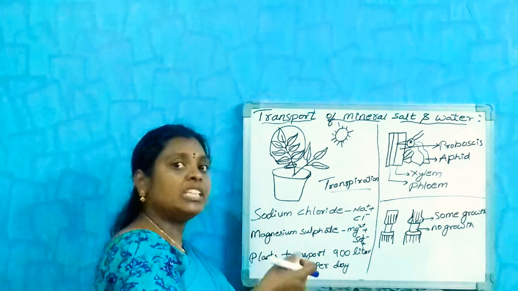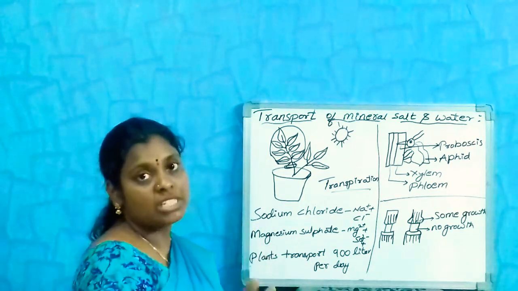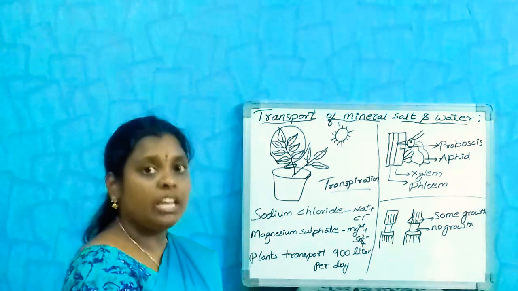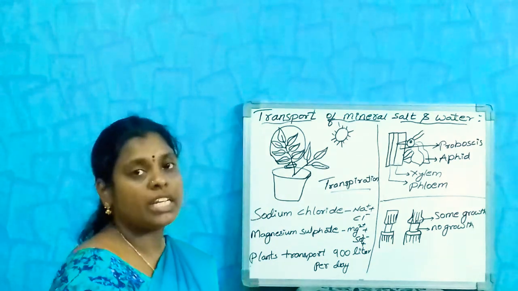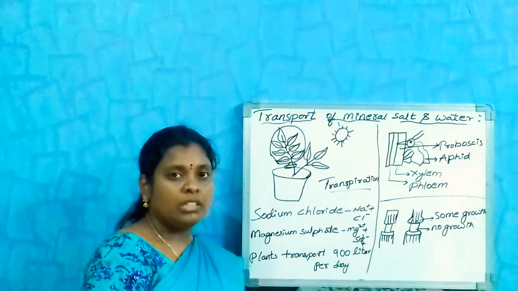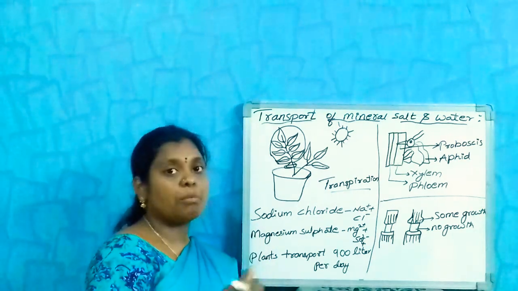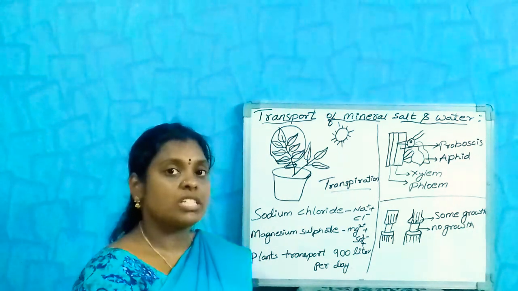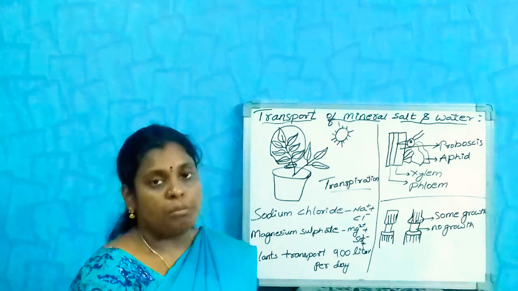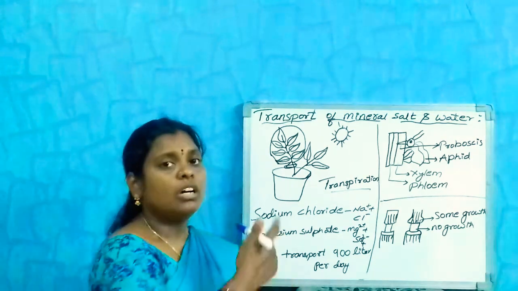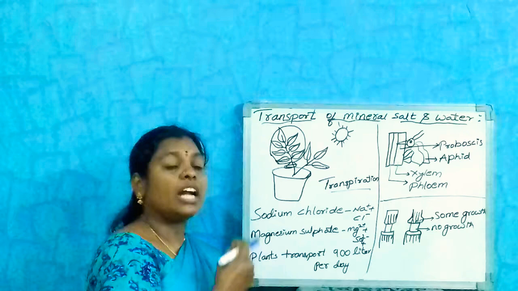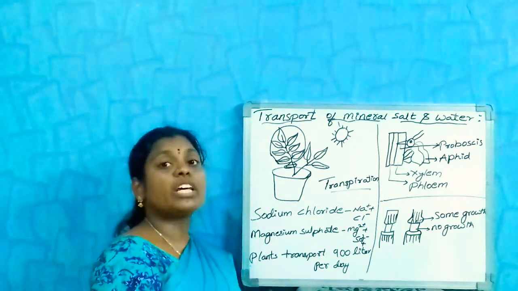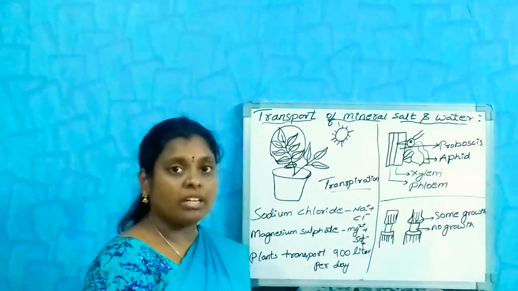So, when the water reaches the xylem vessels, this water will reach the leaves where the food materials are prepared. The mesophyll cells are present in the leaves, where the chloroplasts are and food materials are prepared. The leaf contains small pores called stomata. The excess water is escaped from the stomata.